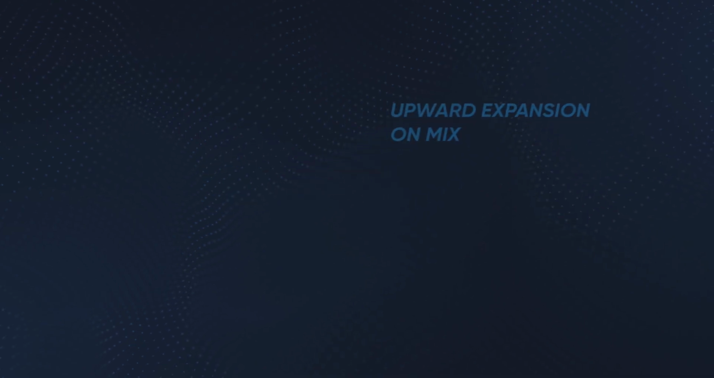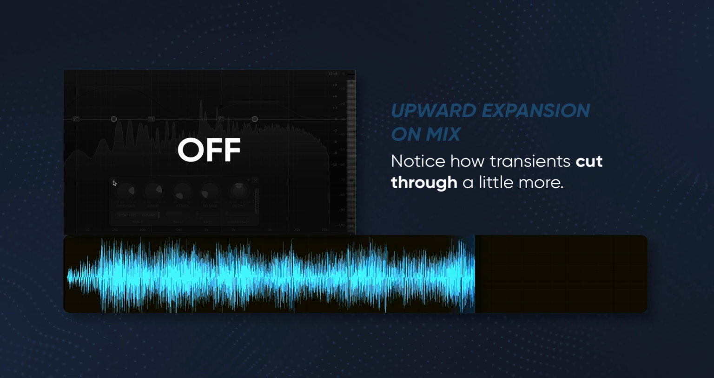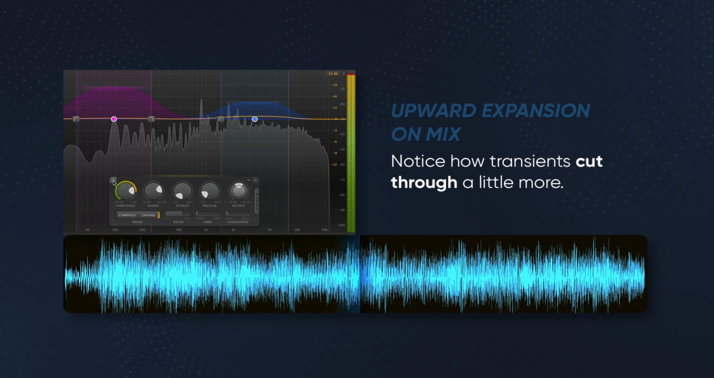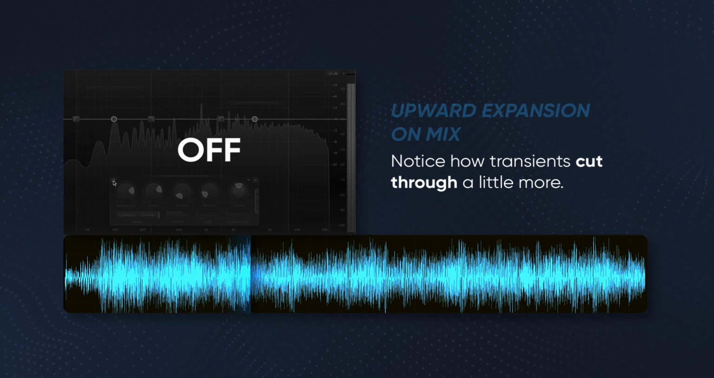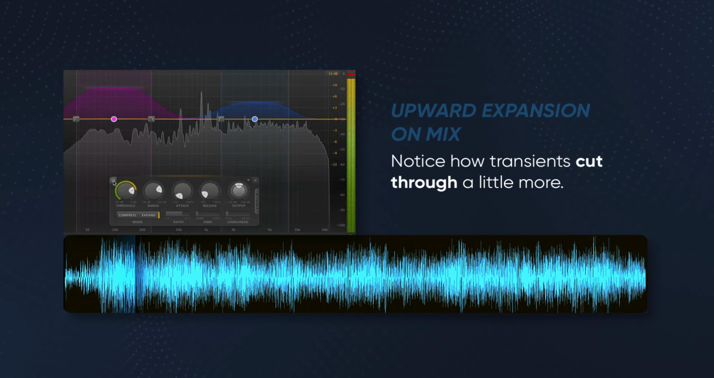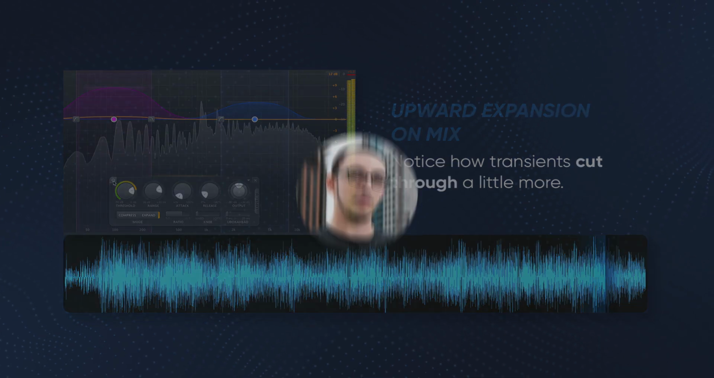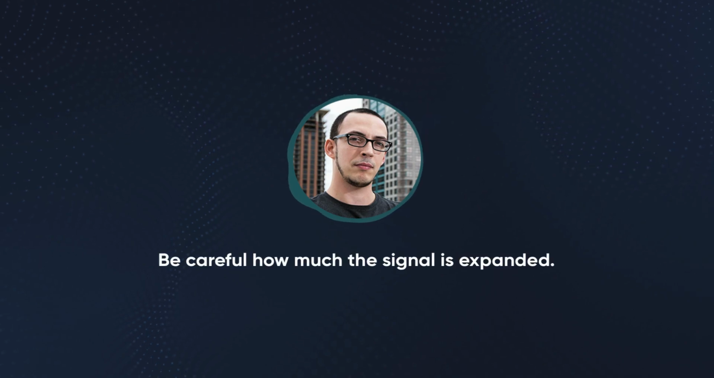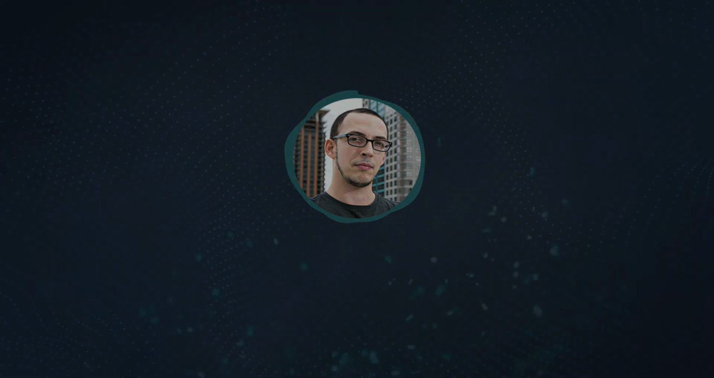Now let's do the same thing on the mix bus. The transients cut a little more with some expansion. Just like the upwards compression, be careful how much the signal is expanded. A song can get really pokey and thin with too much transient information.